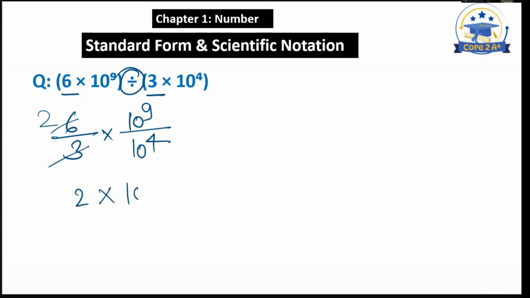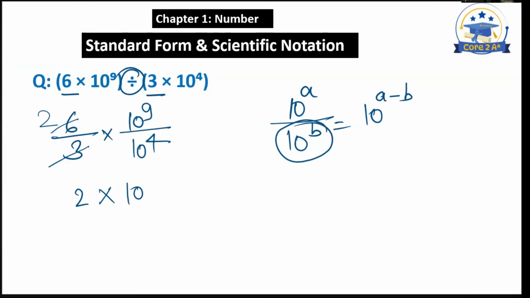And what about the next? In this scenario, do you know what will happen? If 10 to the power A upon 10 to the power B, then 10 to the power A minus B, right? The denominator power, what? We have to do minus it. So 9 minus 4. 9 minus 4 is what? 10 to the power 5. That's your answer. Okay?